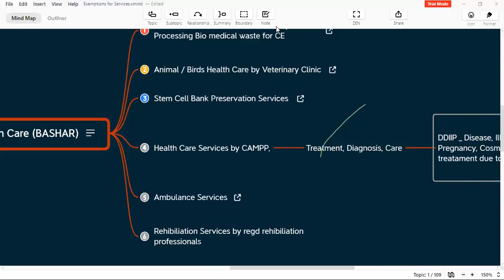So all these are not recognized systems of medicine. They may cure the disease, but they are not recognized systems of medicine.